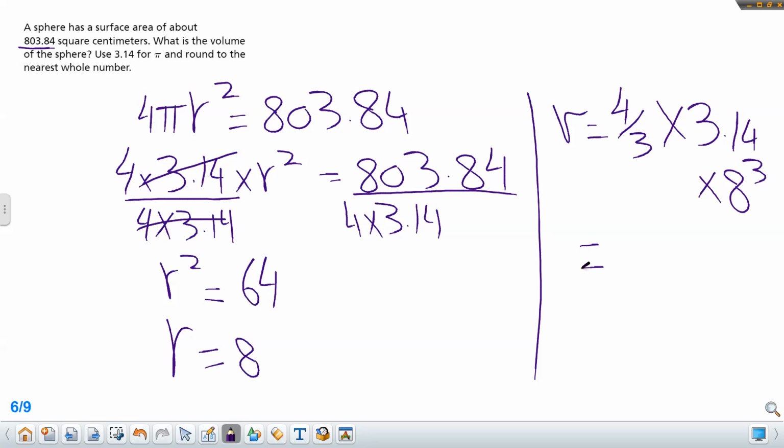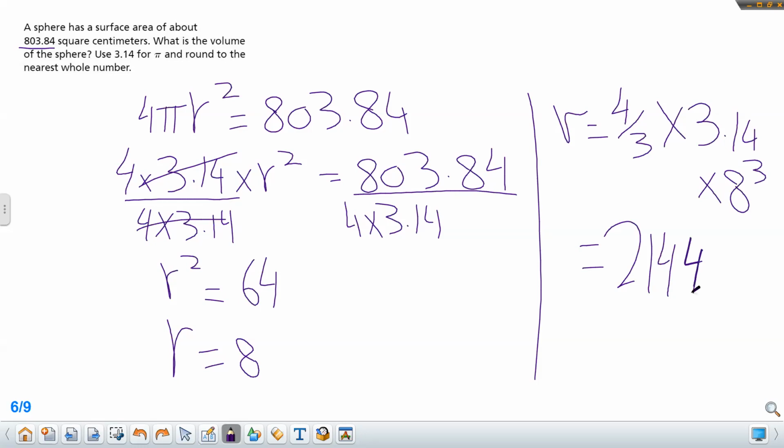Okay, so the answer will be 2143, because... yeah, okay, 2144, okay, because it is point 5, because the answer is to the nearest whole number.